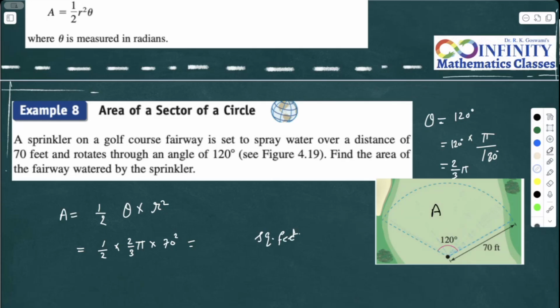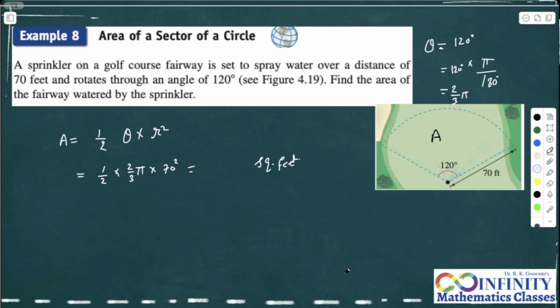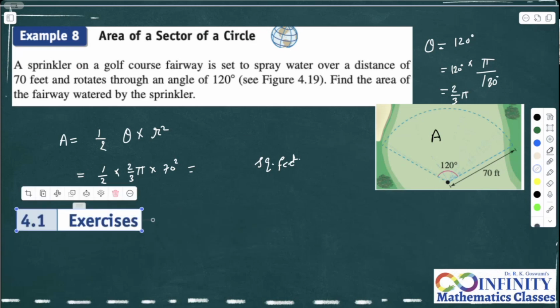No doubts? Okay, so you have exercise 4.1 based on the same. I'm leaving this exercise for you for the timing. First you try them, and then after we will be discussing this exercise maybe in the next class if required. I don't think it will be required. We have discussed all the topics in detail basically up to this point.